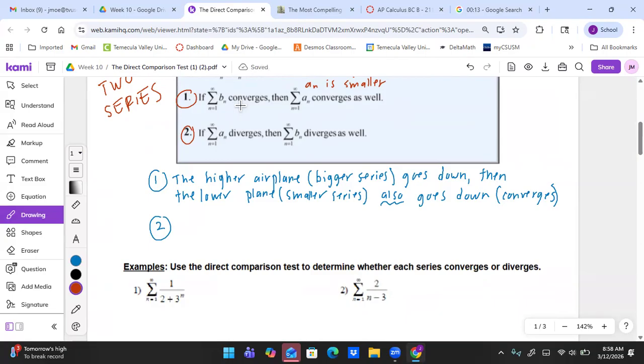Second criteria, now it says if A sub n diverges, then B sub n diverges as well. So that's what this means right here. If the smaller series diverges, you see my plane's going up again. If the small series diverges, it's forcing the bigger series to also diverge.